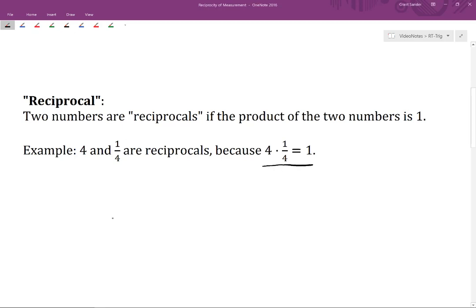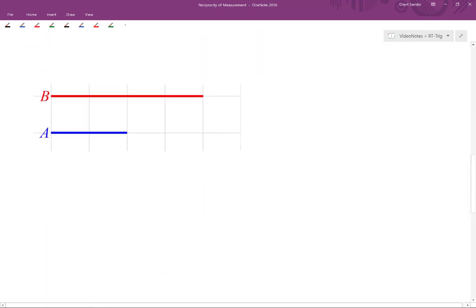In general, if we have some number x, then 1 divided by x is its reciprocal because if we multiply these two things together, we end up with 1. So let's see how this applies to the idea of measurements we've been looking at in this course.